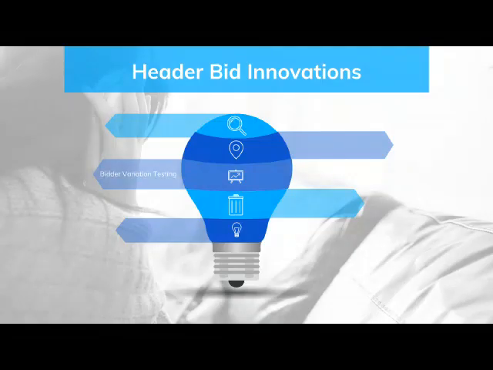We have bidder variation testing technology. So many publishers want to learn what is the optimal amount of header bid networks on an auction on a publisher. And this answer is different for different publishers. And many publishers have to make educated guesses based on some stats that are somewhat related.